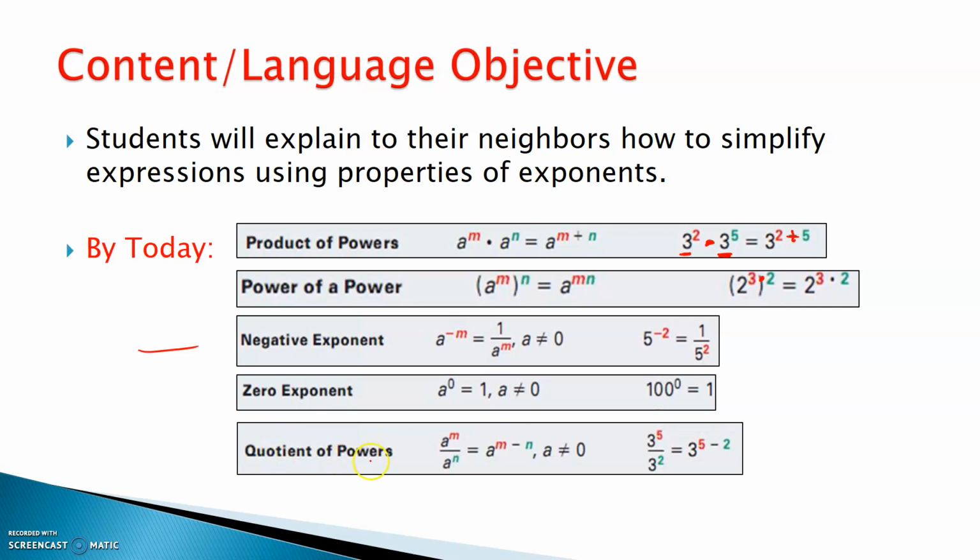All right, the last one, quotient of powers. That means that when you are dividing, what do you do with those exponents? You basically just subtract them. So here you see what they did, the 5 minus the 2. All right. So let's jump into actual examples.